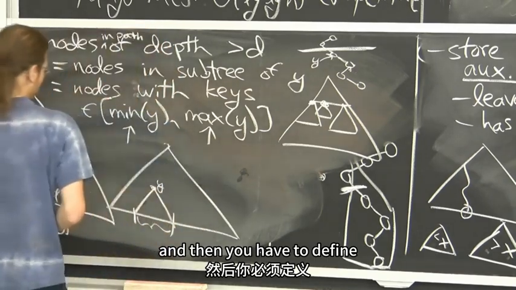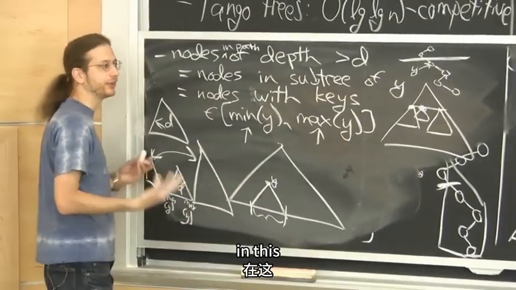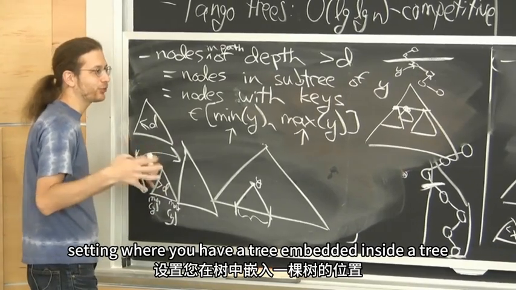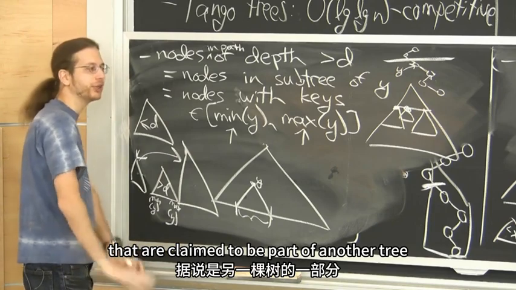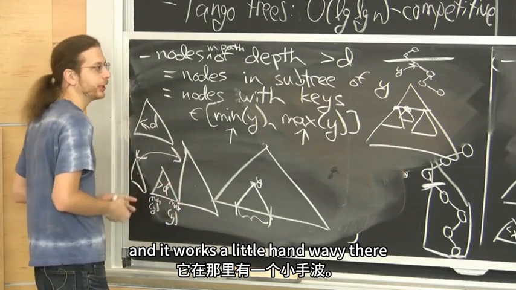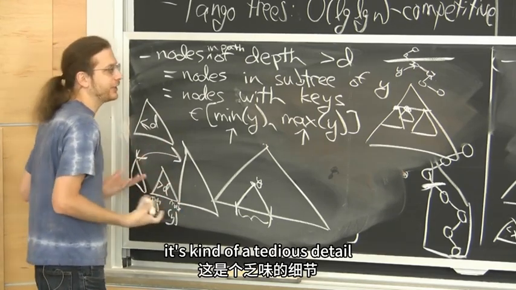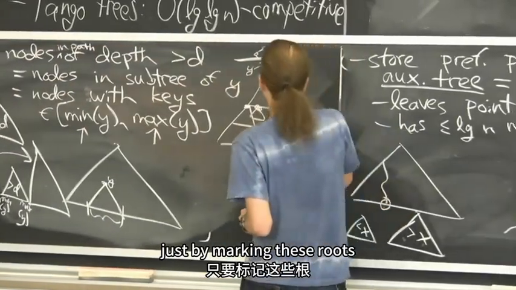And then you have to define these kinds of split and concatenate operations in this setting where you have a tree embedded inside a tree. But you just ignore all the nodes that are claimed to be part of another tree. Just pretend they weren't there, and it works. So a little hand wavy there, but it's kind of a tedious detail. You can stick all these trees into one tree just by marking these roots.